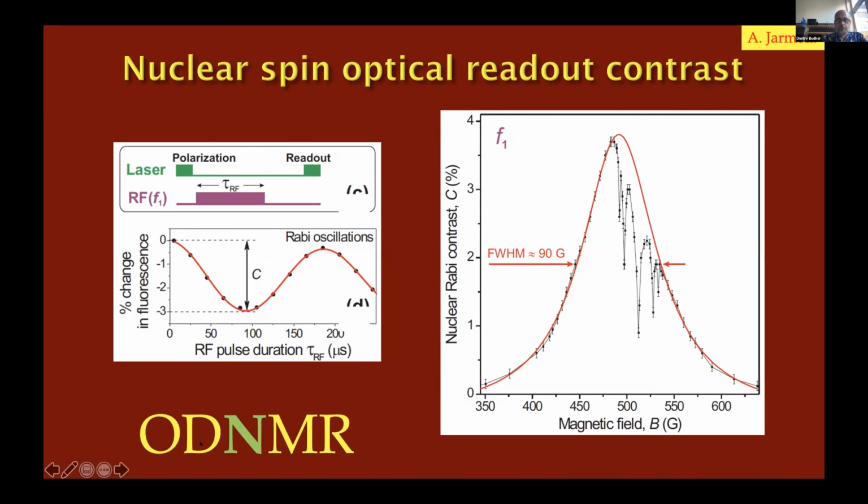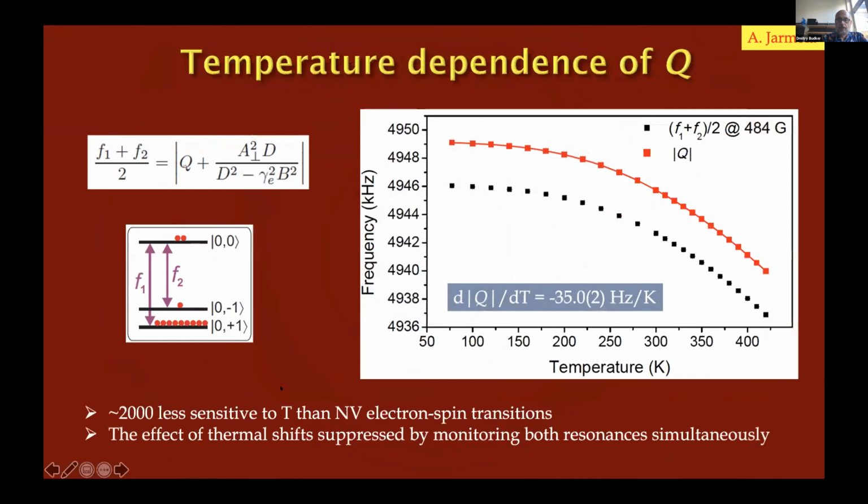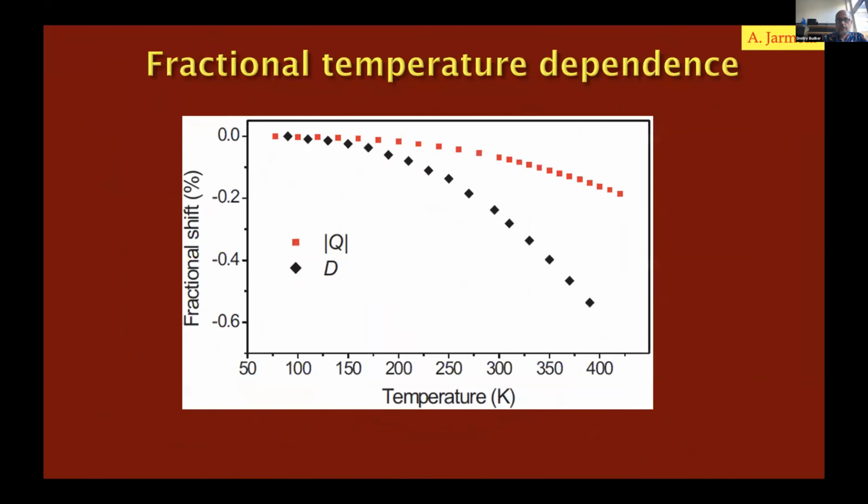Now we have optically detected nuclear magnetic resonance, or the NMR, if you like. Then this allowed already measurement of temperature dependence of, say, the quadrupole splitting between the nuclear levels, which confirmed what we were suspecting, that there will be significantly less sensitivity to environmental perturbation for these kind of transitions.